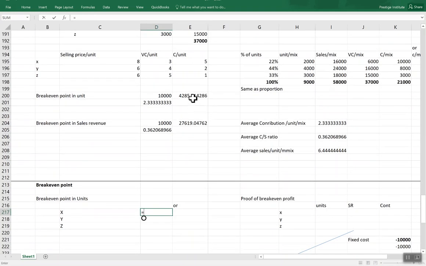Okay, if we have total units of 4,285 and we are finding the units of X, we could simply take the units and multiply by 2,000 divided by 9,000. So units of X in a mix and total units in a mix. Or, because we have calculated it as a percentage, you could directly multiply it by that percentage. See, it gives you the exact same thing.